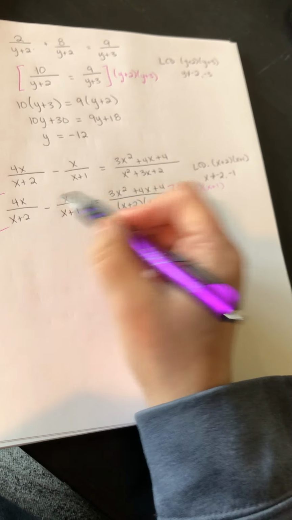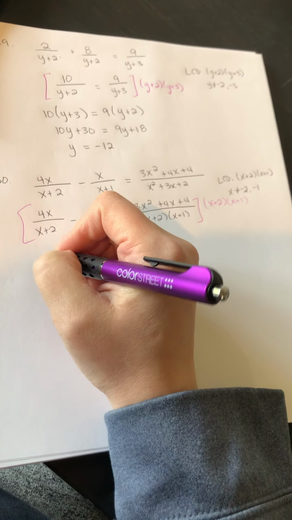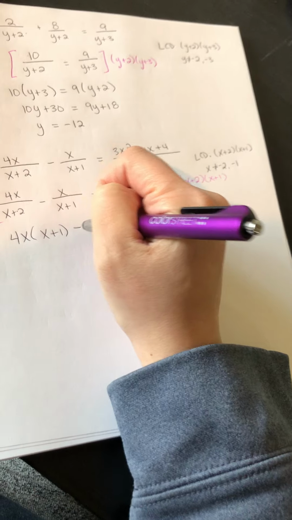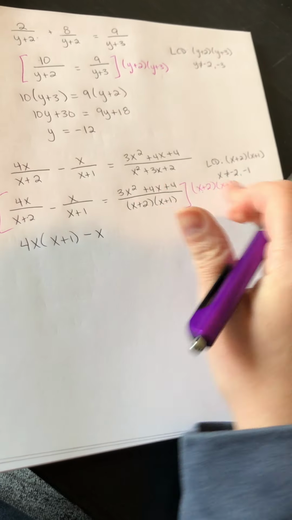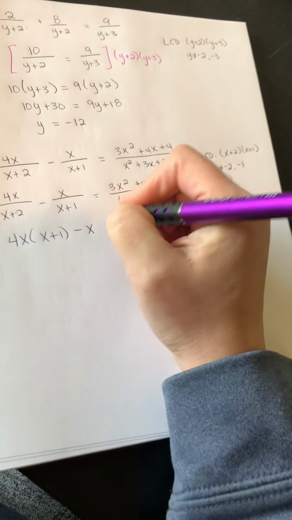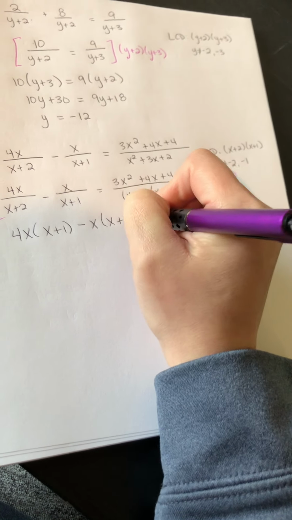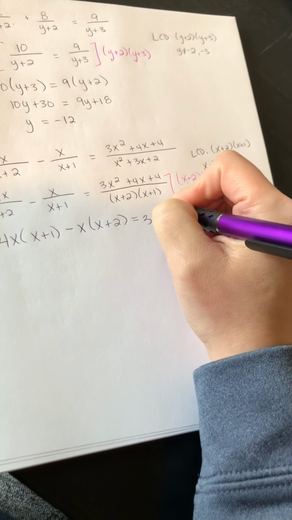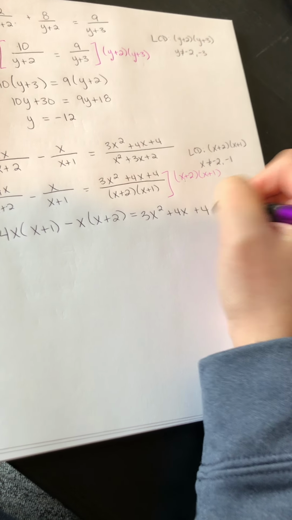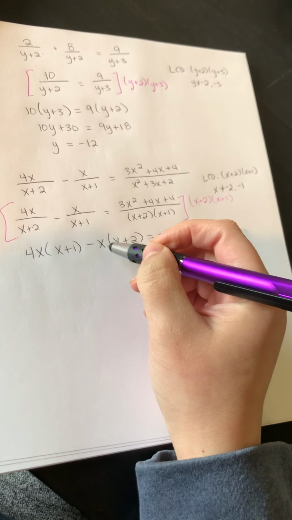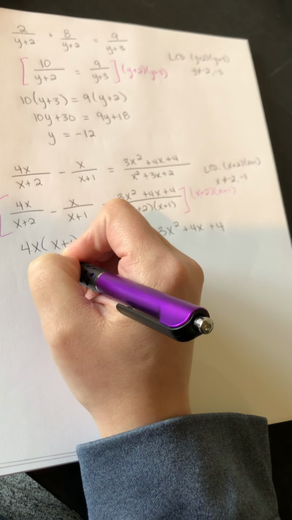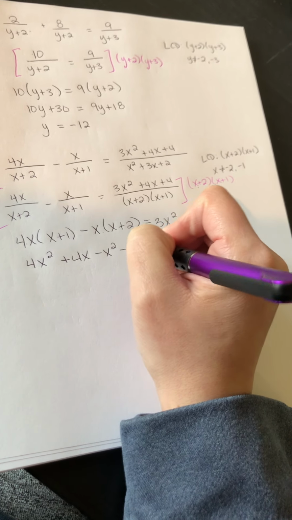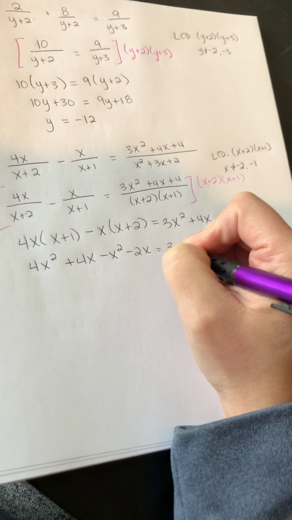When I multiply this by this, my x plus 2's cancel. I'm left with 4x times x plus 1. Minus x, when I multiply this by this, the x plus 1's cancel. I'm left with minus x times x plus 2 is equal to, this whole denominator cancels, so I just have the numerator left. So now I'm going to distribute and combine like terms. So I got 4x squared plus 4x minus x squared minus 2x. Make sure to distribute the negative.